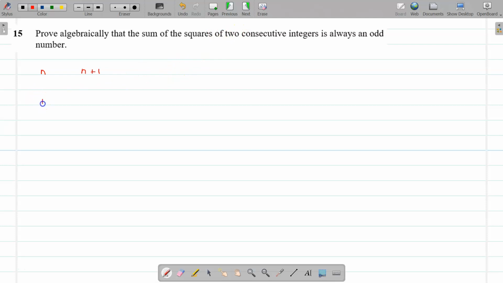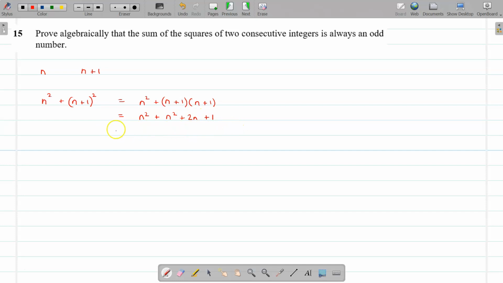So what we're interested in is n squared plus (n plus 1) squared. Now if you multiply out that bracket, that gives you n squared plus (n plus 1) times itself. I'll write it in full, then we do a FOIL on that: first, outer, inner, last. And that will give us n squared plus n squared plus 2n plus 1.